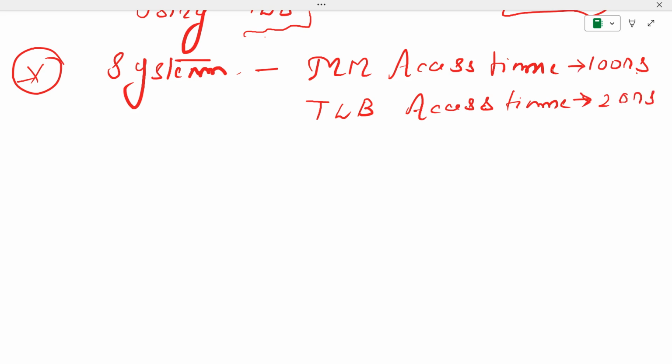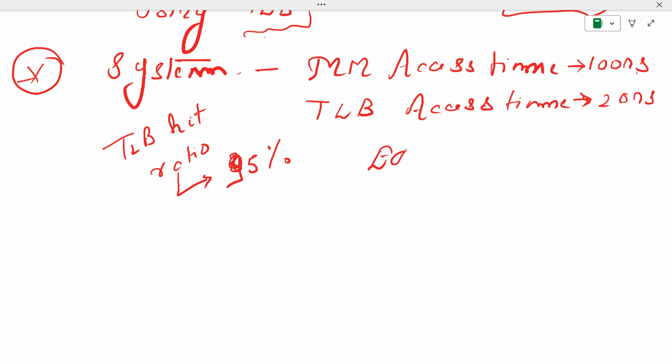Now let's say the TLB hit ratio is given, that is, the probability of finding the page in the TLB is 80%, or let's say it's 95%, very high. Now we need to calculate the EMAT with TLB and without TLB. Let's say it is without TLB first.